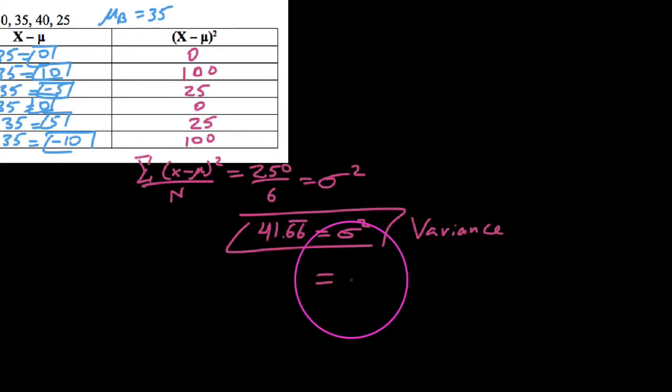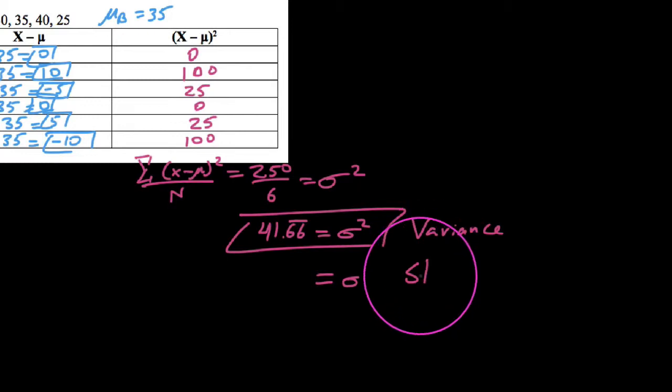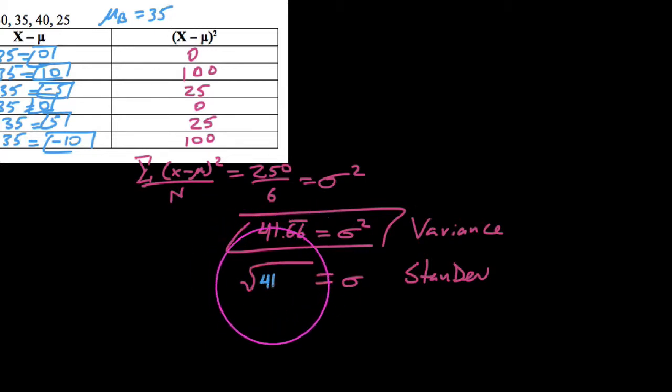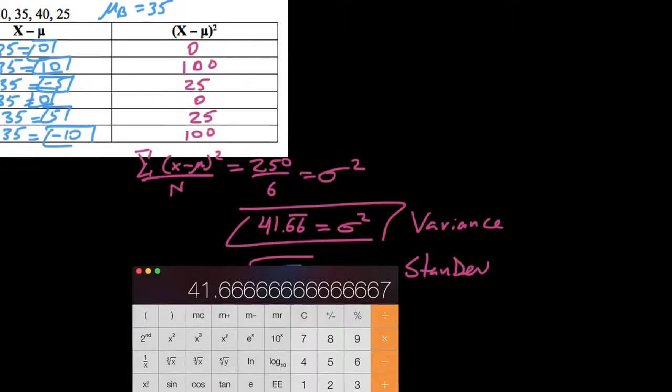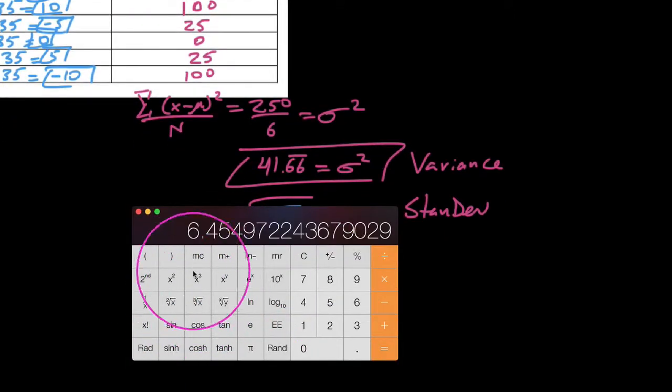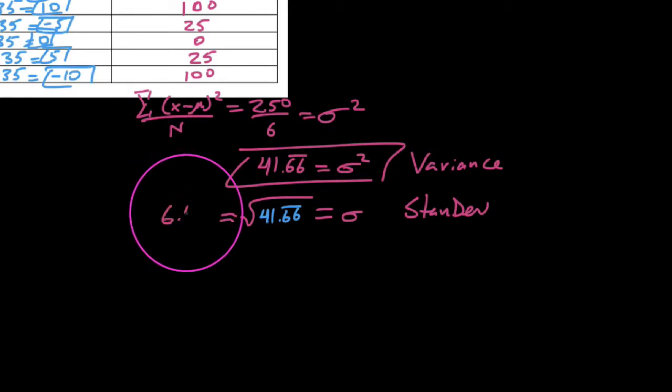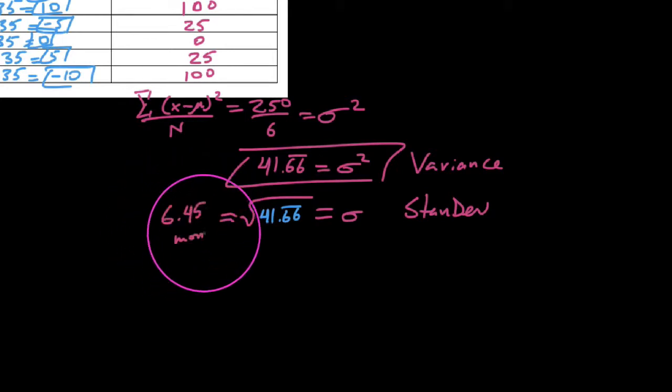If we want just the standard deviation now, we say standard deviation, sigma, and it is by definition the square root of what we just found right here. So we take the square root of this number and get an approximate value of about 6.45, and we should label this in months.